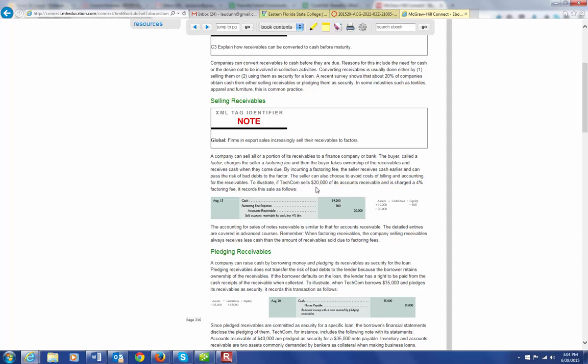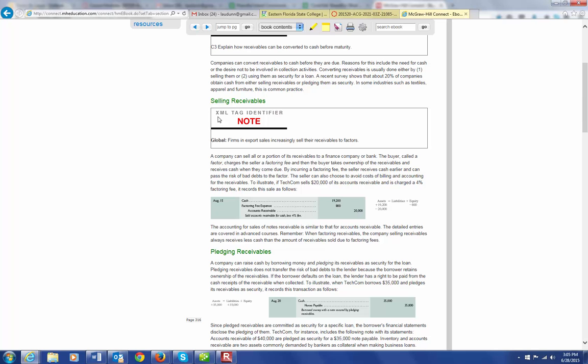So if TechCom sells $20,000 of its accounts receivable and is charged a 4% factoring fee, this is how they would record it. They receive cash of $19,200. They have a factoring fee expense of 4% times 20,000, which is 800. So you have to debit the expense account, and then they're getting rid of $20,000 of accounts receivable. So they no longer have this asset. So they have to credit accounts receivable.